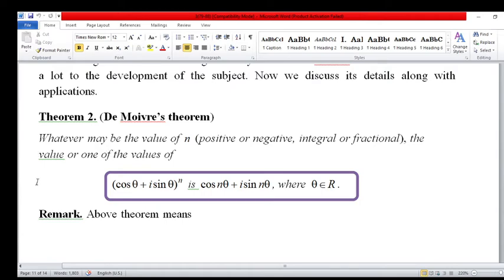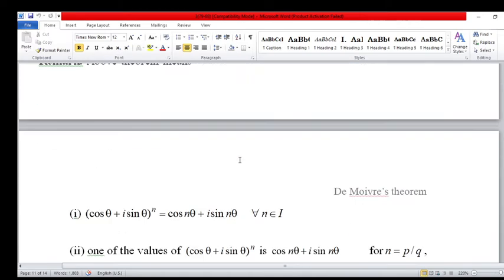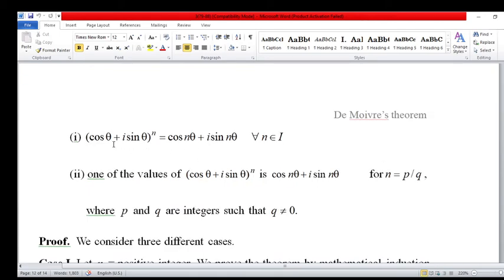Now again, repeat this. This is the condition. Remark means the explanation of this condition. We have two conditions: (cos theta plus i sin theta) raised to the power n is cos n theta plus i sin n theta, n belongs to integers. Second, one of the values of (cos theta plus i sin theta) raised to the power n is cos n theta plus i sin n theta. This is given in case third, so n is equal to p upon q.